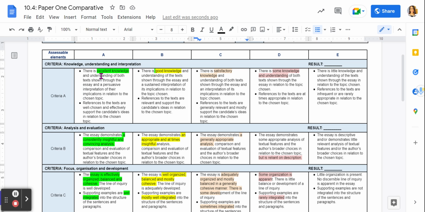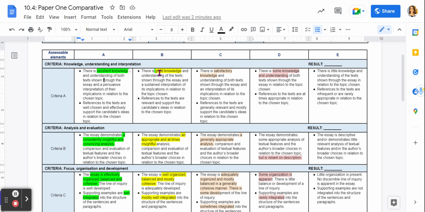Okay, so as you can see, for knowledge, understanding, and interpretation, there's a little bit of difference in the language, and I've highlighted it here so that you can see the difference in each level from an A to a B to a C to a D, and obviously there's a difference for the E level as well. At an A level, it says there is excellent knowledge and understanding of both texts that you've chosen, and this is shown through the essay, and a persuasive interpretation of their implications in relation to the chosen topic. So, a lot of big words there.